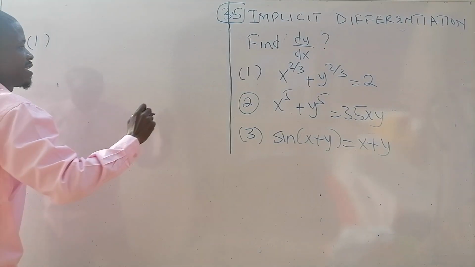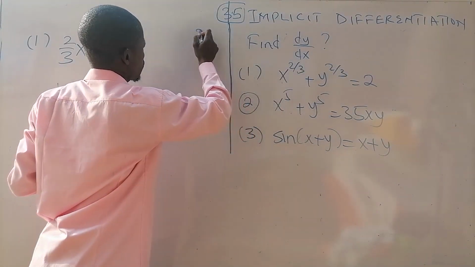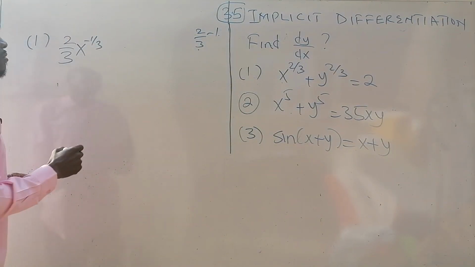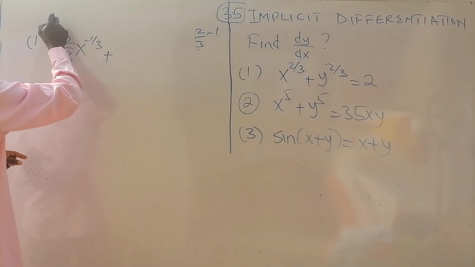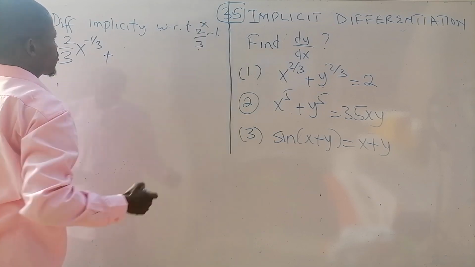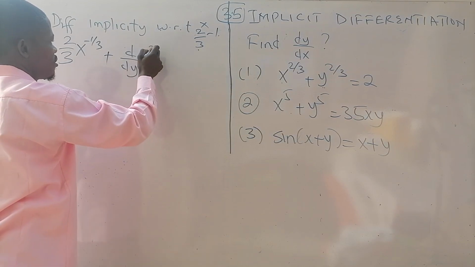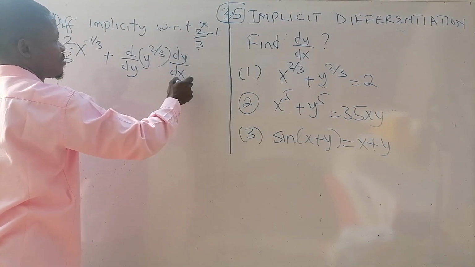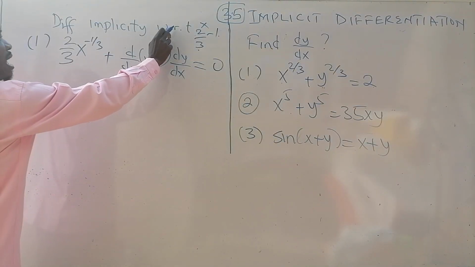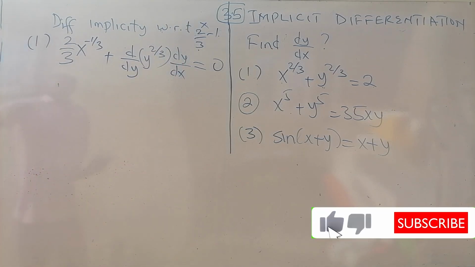The first one is going to be 2 over 3 x to the power minus 1 over 3, so 2 over 3 minus 1 will be minus 1 over 3. Then plus, differentiate implicitly with respect to x. So this one is going to be d/dy of that function, and then dy/dx. And then the constants are 0. This means with respect to x. So that's what we have now.